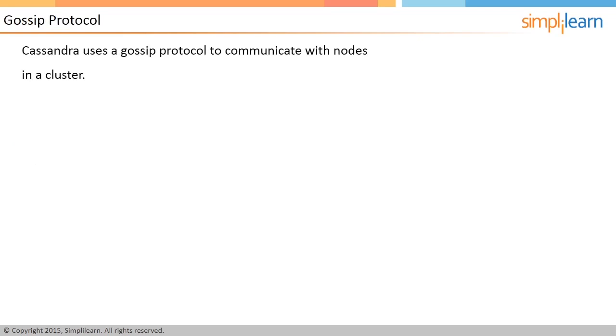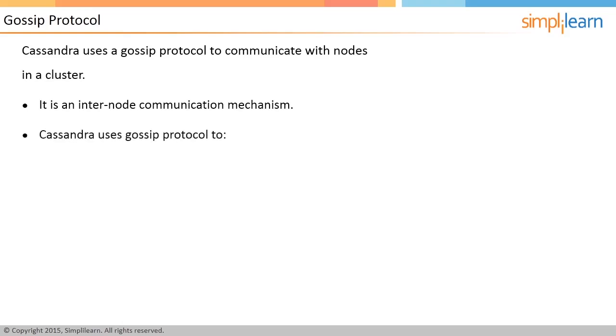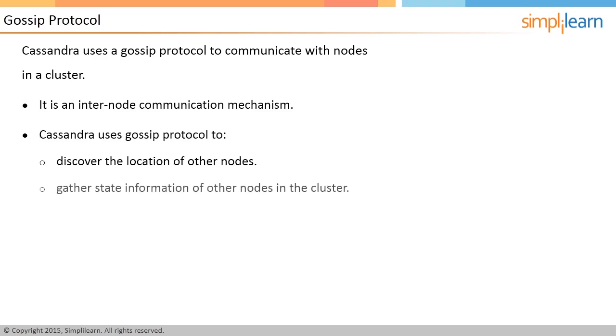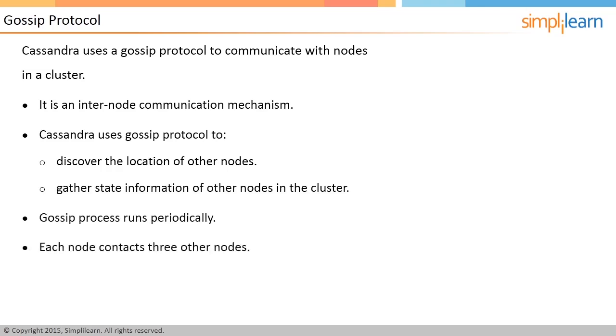Cassandra uses a Gossip Protocol to communicate with nodes in a cluster. It is an inter-node communication mechanism similar to the Heartbeat Protocol in Hadoop. Cassandra uses the Gossip Protocol to discover the location of other nodes in the cluster and get state information of other nodes in the cluster. The gossip process runs periodically on each node and exchanges state information with 3 other nodes in the cluster. Eventually, information is propagated to all cluster nodes. Even if there are 1,000 nodes, information is propagated to all the nodes within a few seconds.